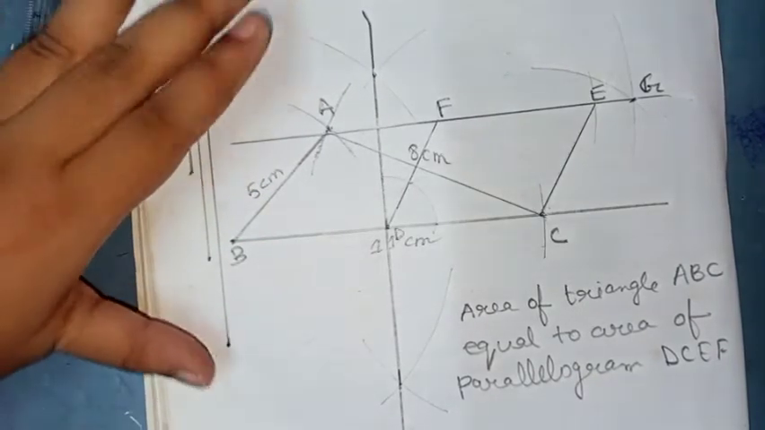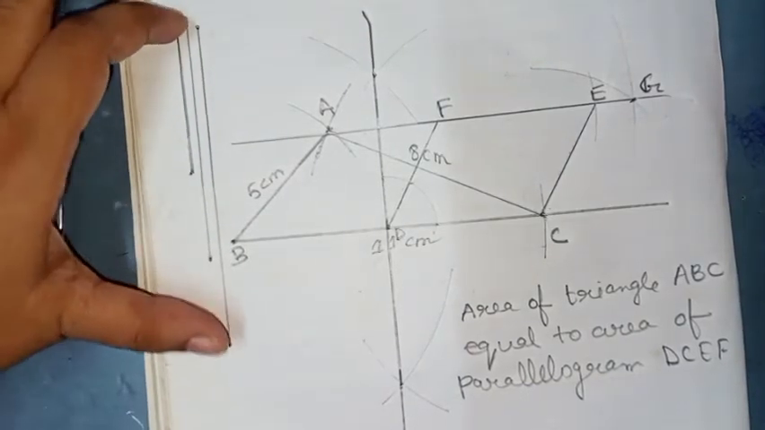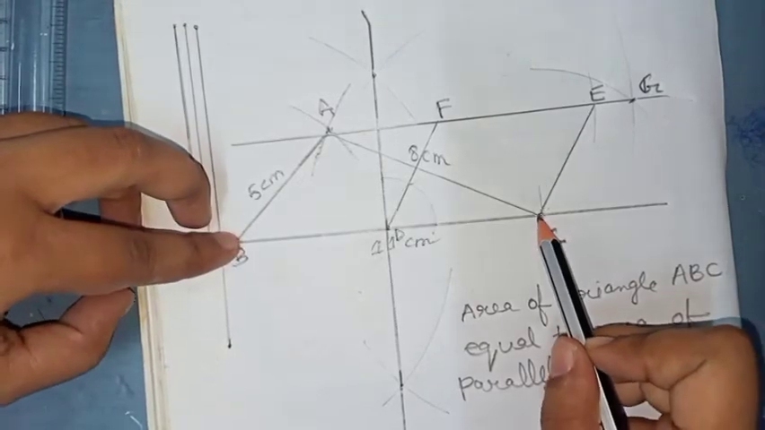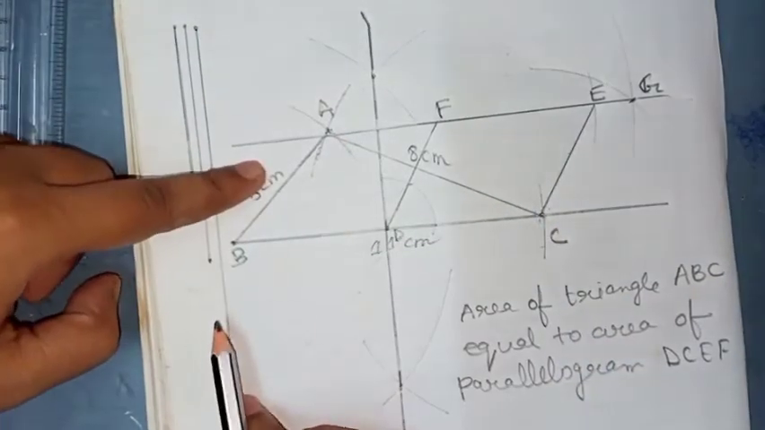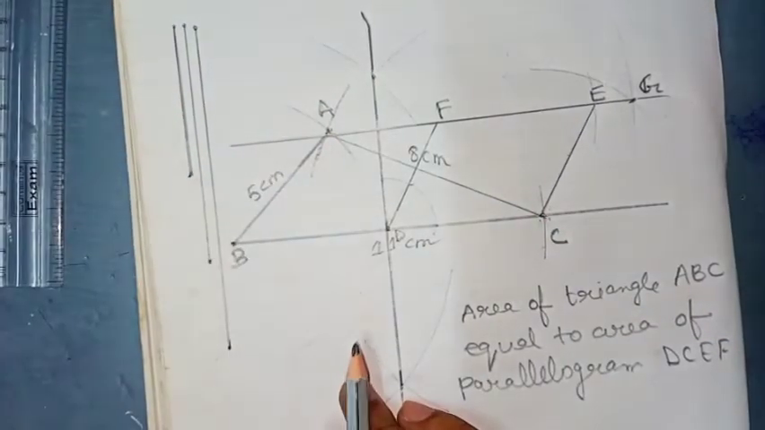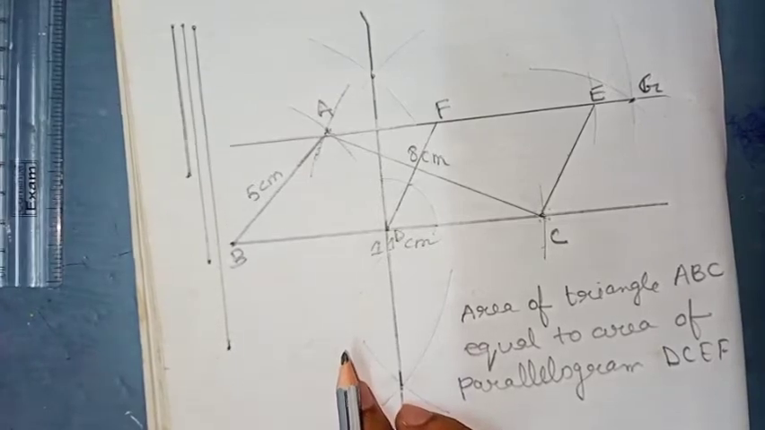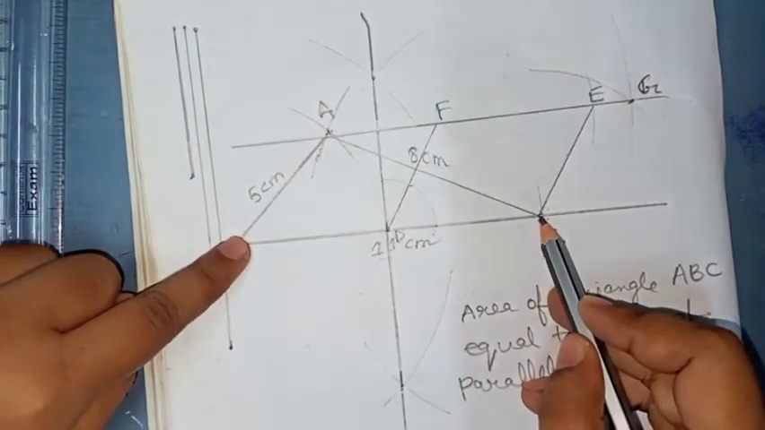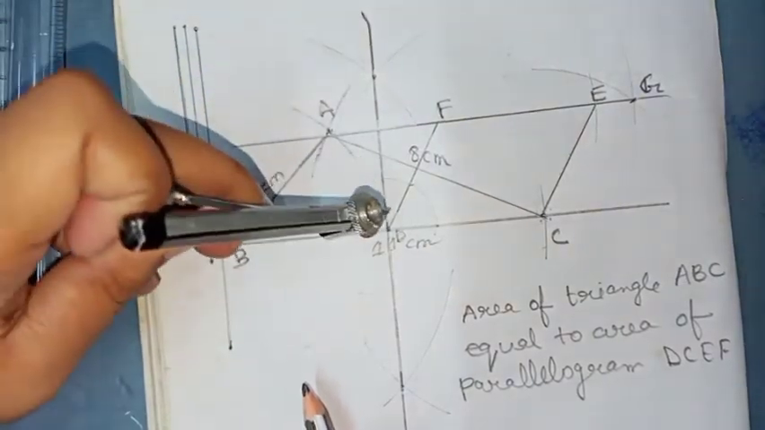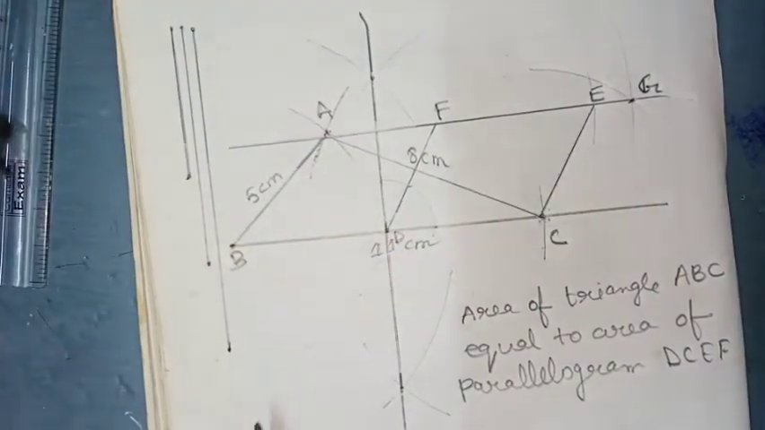First of all, what is given to you? 3 sides are given to you. So using these 3 sides, you will draw the triangle. I am taking BC 11 centimeter, AB 5 centimeter, and AC 8 centimeter. After joining this, you will draw the perpendicular bisector of side BC, means you will take more than half of BC, and you will draw up and down, then up and down, one perpendicular bisector.